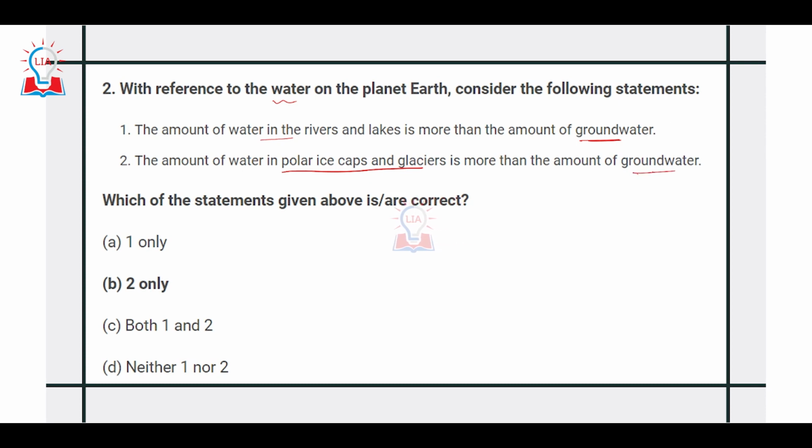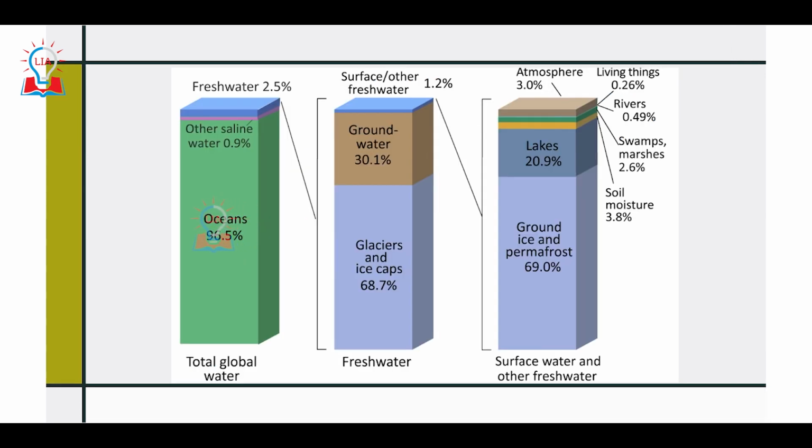So basically, the question has been asked in reference to groundwater, whether the water in the rivers and lakes as well as the water in polar ice caps and glaciers is higher than groundwater or lesser than groundwater. So we take a look at the distribution of water across the planet Earth. We can see that almost 96.5% of the planet's water is in the oceans, which is saline water. Fresh water makes up merely 2.5% of the total water that is present on the Earth.